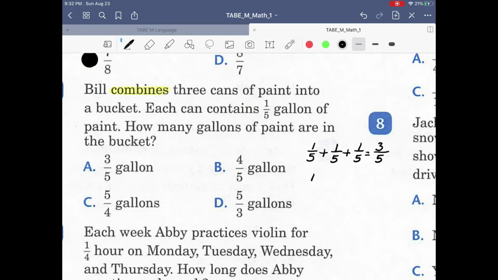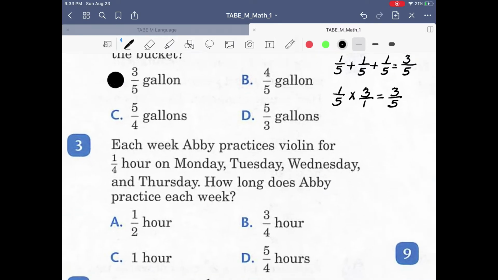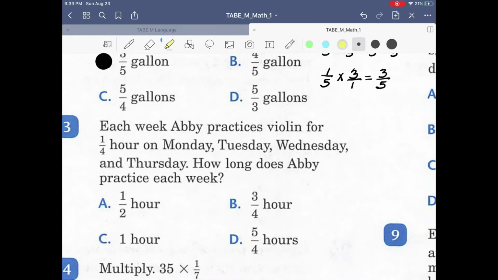Keep the common denominator: 3/5. Or you can say 1/5 times 3. And remember, I put a 1 under there. 3 times 1 is 3. 5 times 1 is 5. But either way we go, we get A, 3/5 of a gallon. And you can do it either way that you like. This lesson is about multiplying, so we want to make sure that we know how to multiply. But you can also add if you like that better.